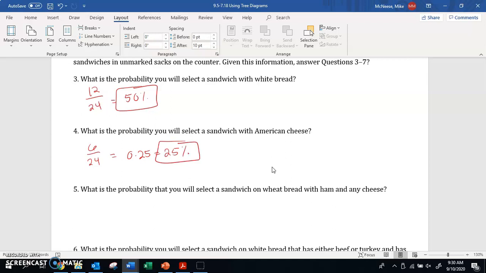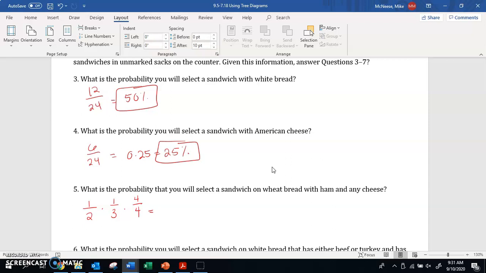Question 5 says, what is the probability that you will select a sandwich on wheat bread with ham and any cheese? So I'm going to look at this. I need to look at sandwiches with wheat bread. Out of the 2 possible bread options, only one of them will work. Okay, 1 out of the 2 bread options, we need wheat, right? With ham, so there are 3 possible meat options. We need ham, so that means only 1 out of the 3 meat options. And now it says any cheese. So in total we had 4 cheese options, and we can choose any of them. So we don't have any restrictions on that. So we can say 4 out of the 4 cheese options.